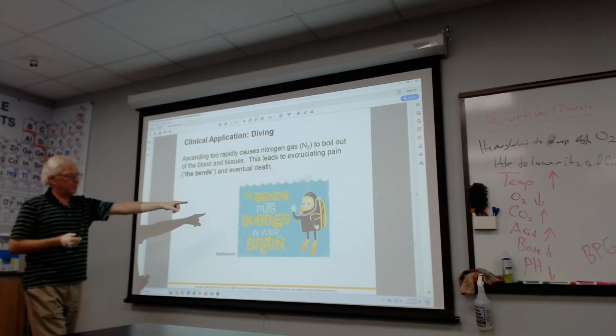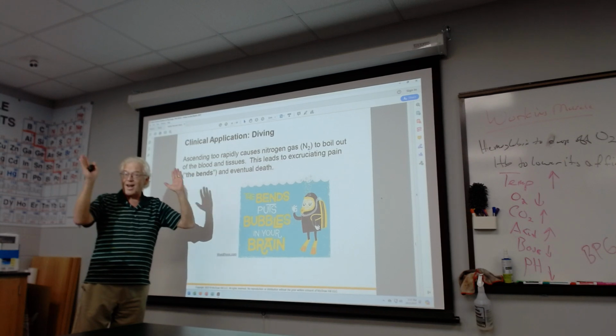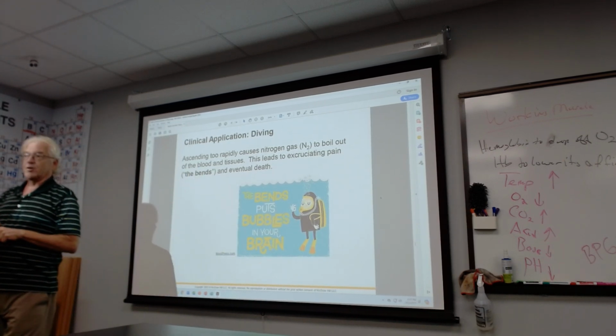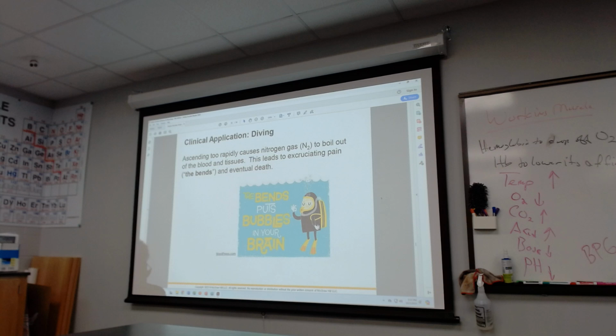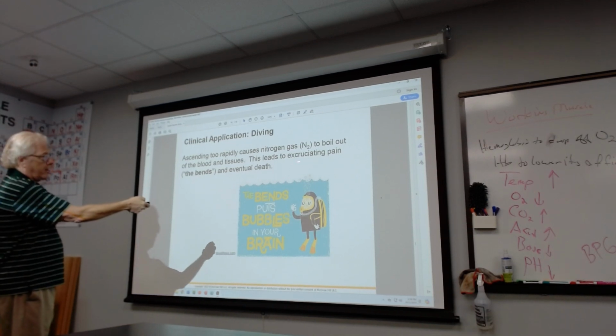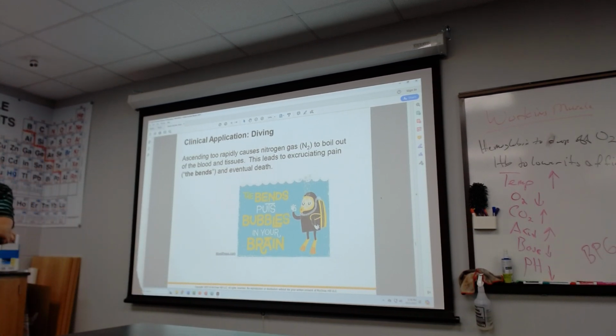See, the bends puts bubbles in your brain. Bubbles of what? Nitrogen. Because the nitrogen has been forced into your blood by high pressure. Well, as you go up out of the water, there's less and less water pressure. So it says, okay, let me come out. And the trouble is, it's not going to come out in your breath if you go up too fast. It's going to come out in your blood vessels, causing excruciating pain. Okay?